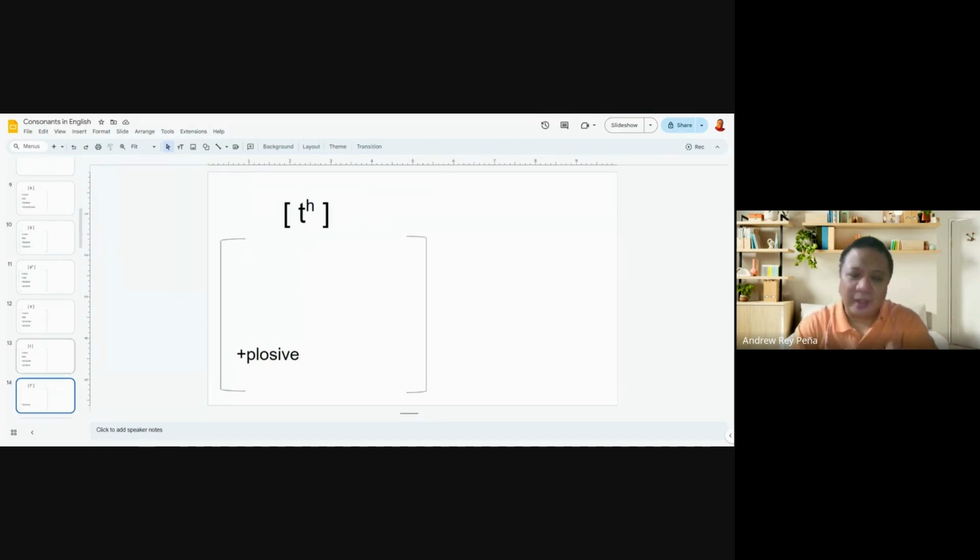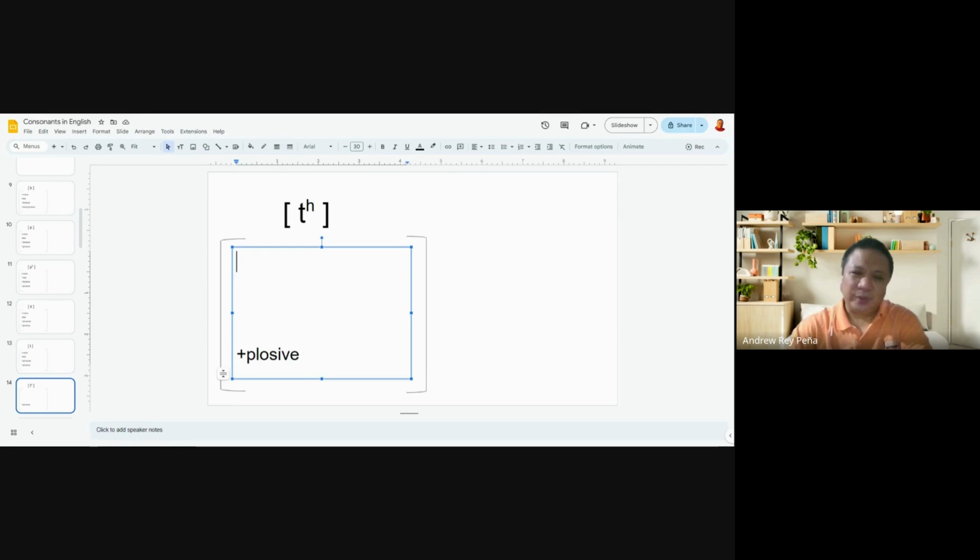Then we have the aspirated t, which occurs at the start of words like ten, time, two. Okay, so this one is voiceless. It's aspirated. There's an audible puff of air. It is alveolar and it's a plosive. So voiceless, aspirated, alveolar, plosive.